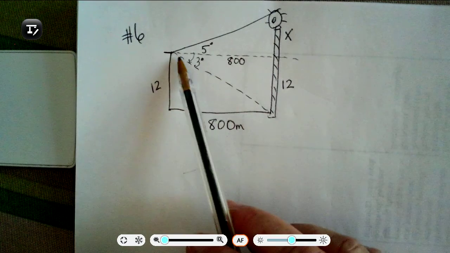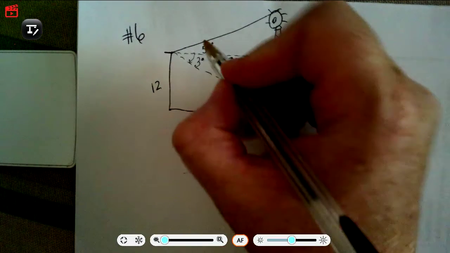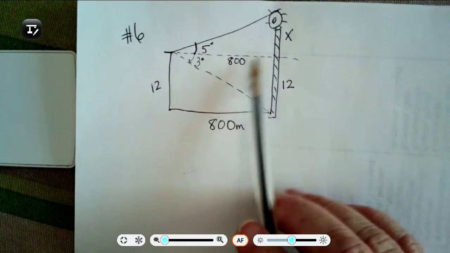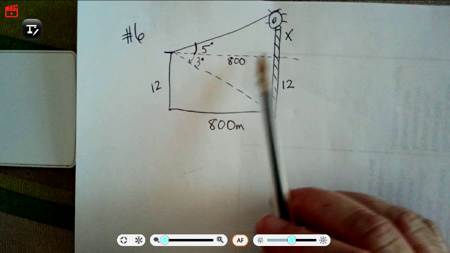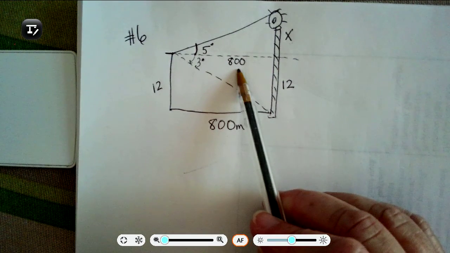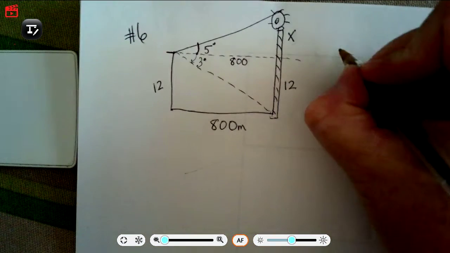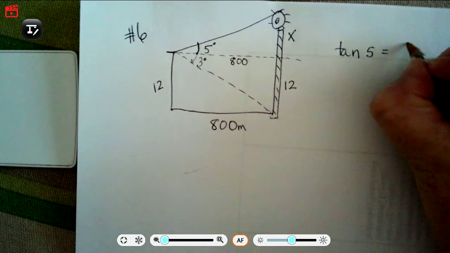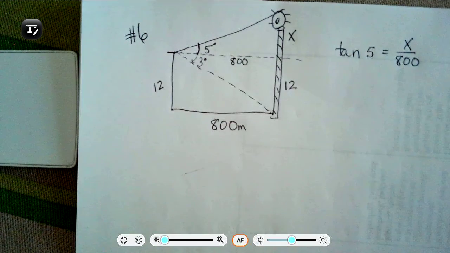What I just need to do is look at this top component of my triangle, and I see this as my reference angle. Here's what I'm looking for. Here's what I'm given. This side is my opposite. This side is my adjacent. So when you think of SOHCAHTOA, it's the tangent that uses the opposite and the adjacent. So I'm going to take the tangent of 5 degrees is equal to the opposite x over 800.